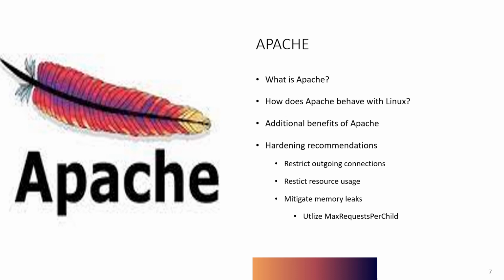Hardening recommendations for Apache include restricting outgoing connections. This is done by limiting the possible outgoing connections to only what is needed. Restricting resource usage is done by limiting the number of Apache processes to what is suitable for your server. And lastly, we should mitigate the risk of memory leaks.